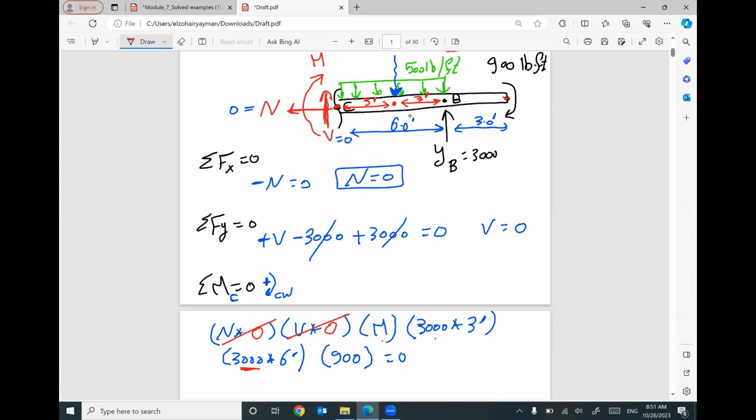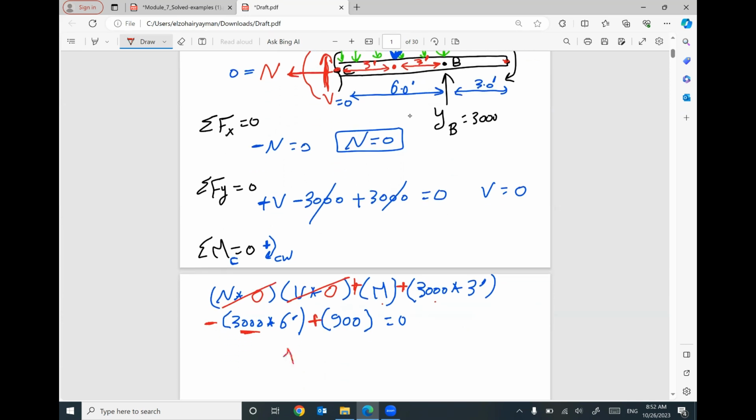Your moment is given like clockwise, it will be positive. The first 3000 will be clockwise also. The second 3000 will be counterclockwise, will be negative. 900 is given like clockwise, will be positive. The only unknown in this equation is your capital M. Your value of M, I think, will be 3000 times 3 minus 3000 times 6 plus 9000, oh my goodness, equals 0. That's fine. Everything equals 0. No problem.